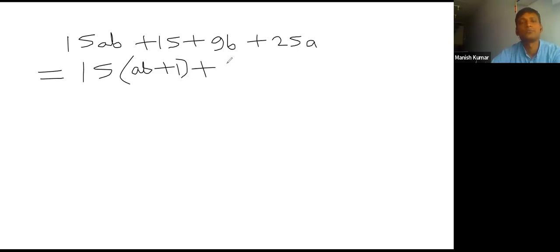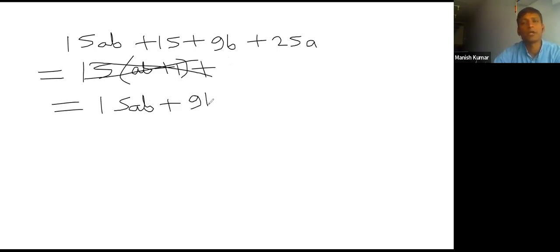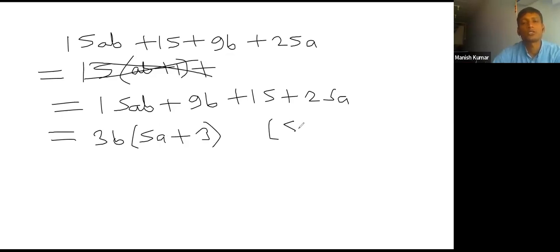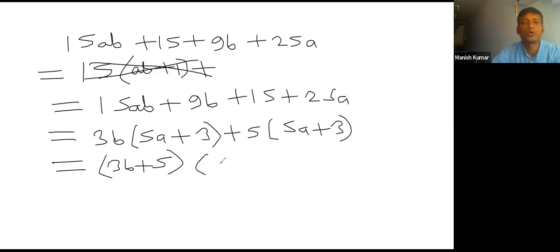So, Samar, any idea? See, here we have to write it in the way where we can take common, like 15ab plus 9b. I am writing here, suppose, by the trial method, rearranging them. So, here what can be taken as common? 3b. So, here it will be 5a plus 3, isn't it? And here also let us write 5a plus 3 and check if something can be taken as common here. If we take 5 here, 5 into 5a is 25a and 5 into 3 is 15, isn't it? Or we can write here (3b plus 5) into (5a plus 3).